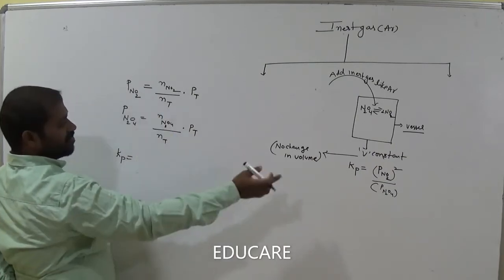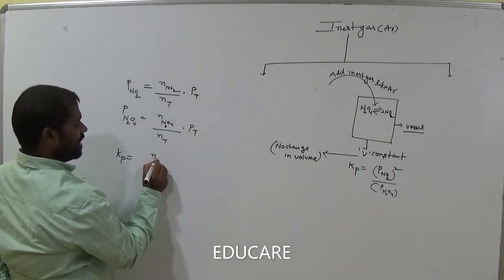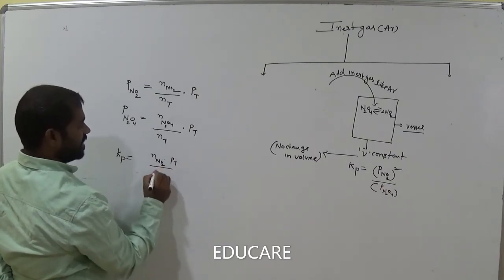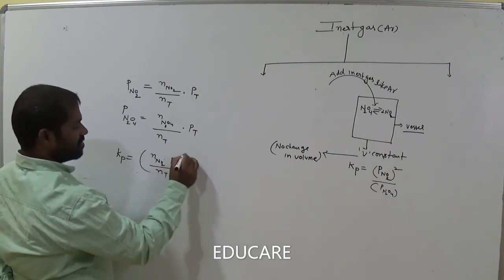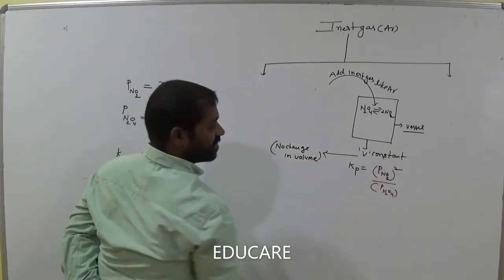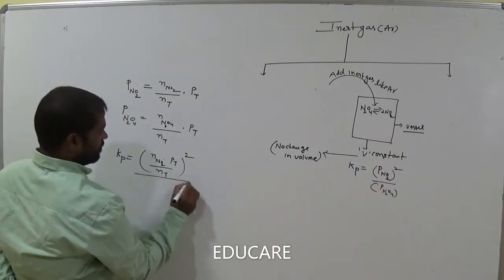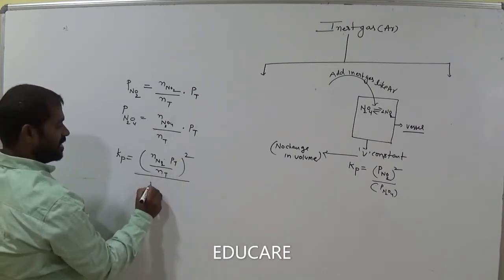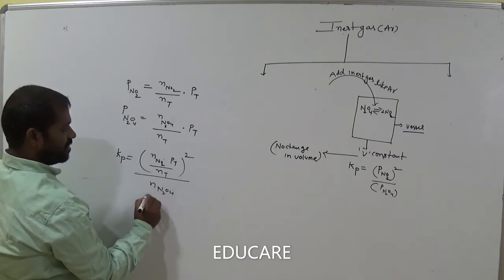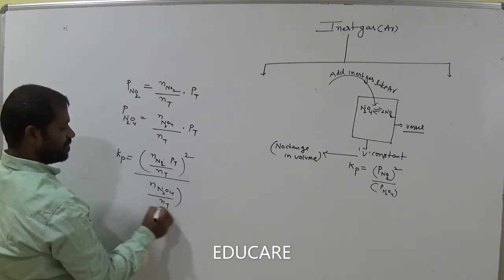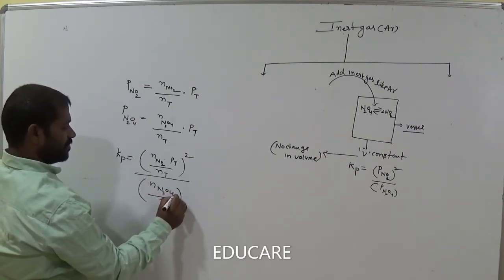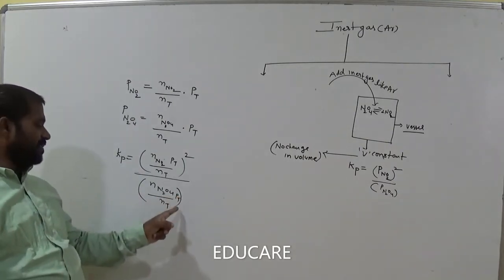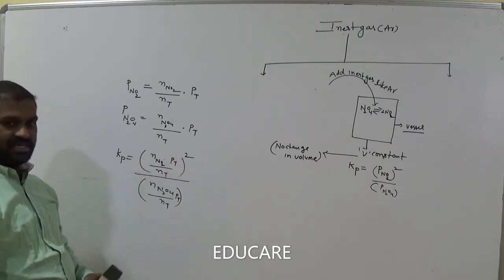Then Kp equals, first write P NO2 whole square, am I right? That is the NO2 moles over total moles, times total pressure PT, all to the power 2. Divided by P N2O4, what is the value? The number of moles of N2O4 by total moles, into total pressure. PT means total pressure. This is the Kp expression.